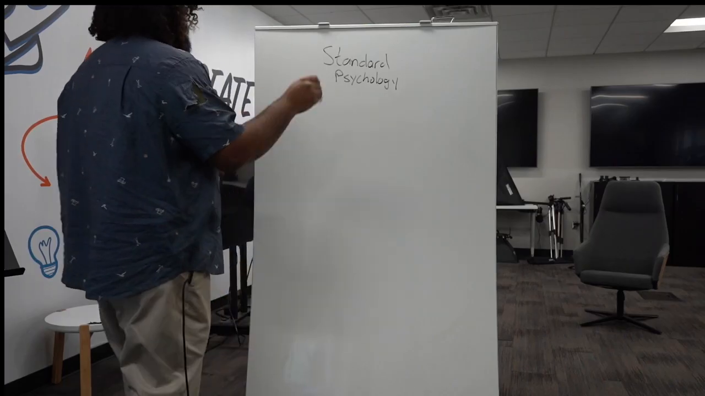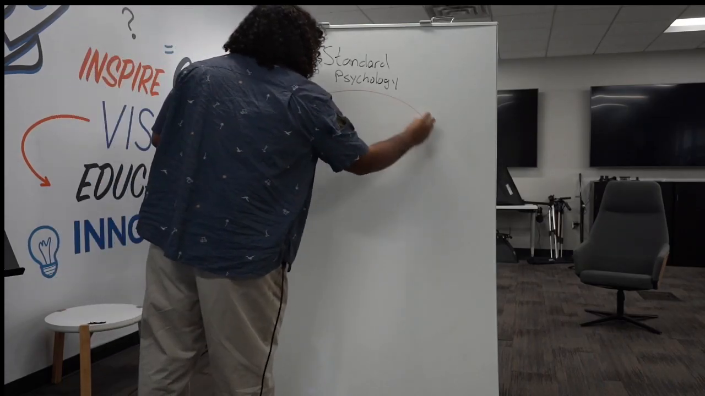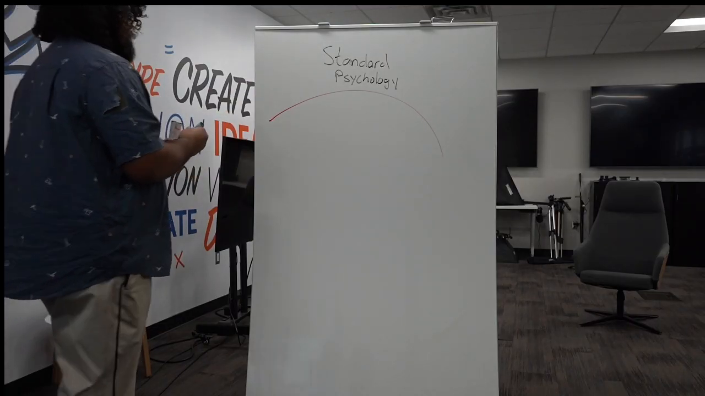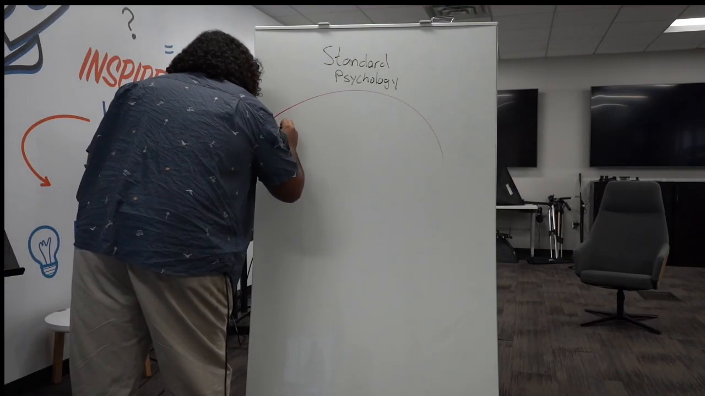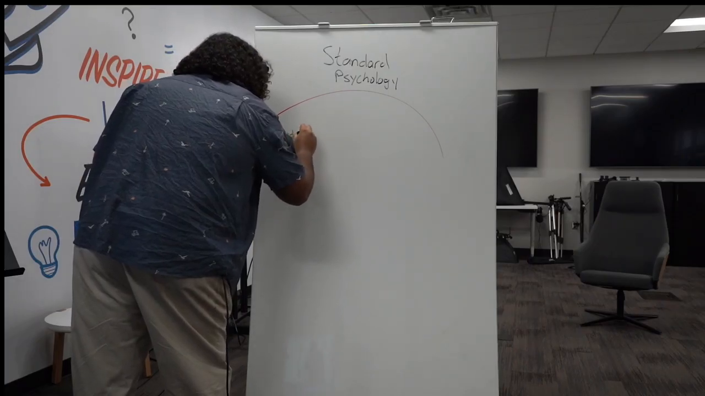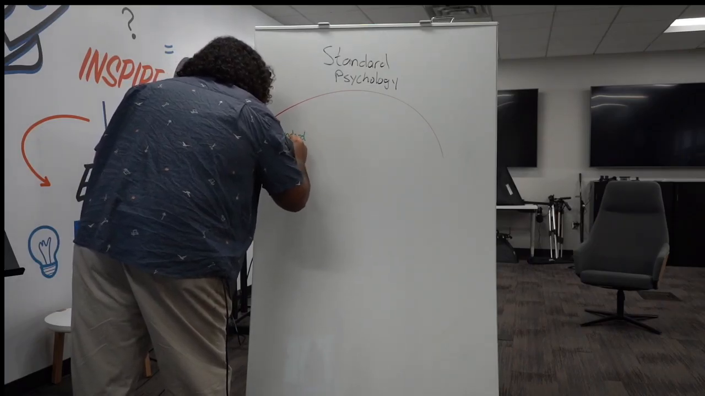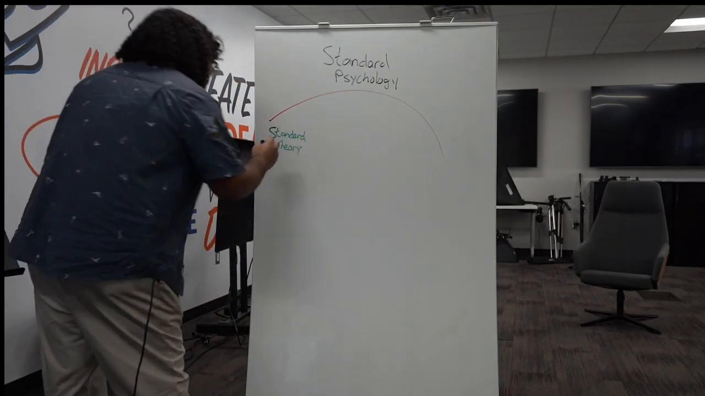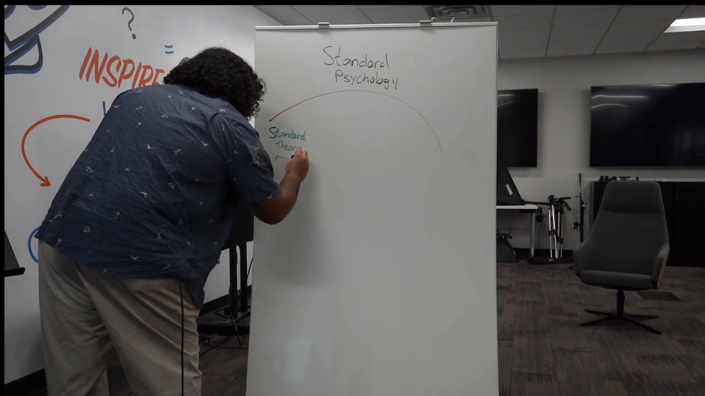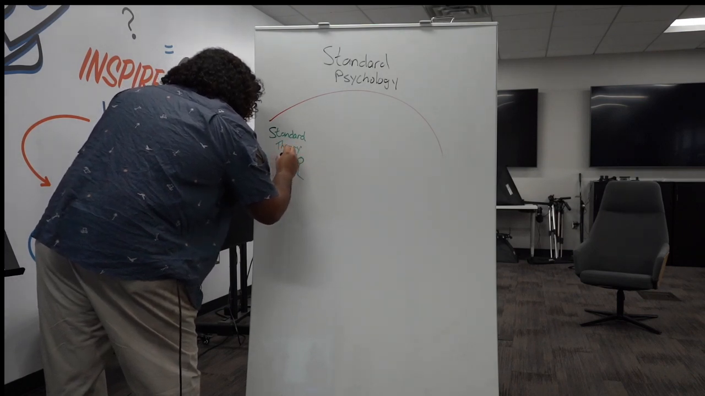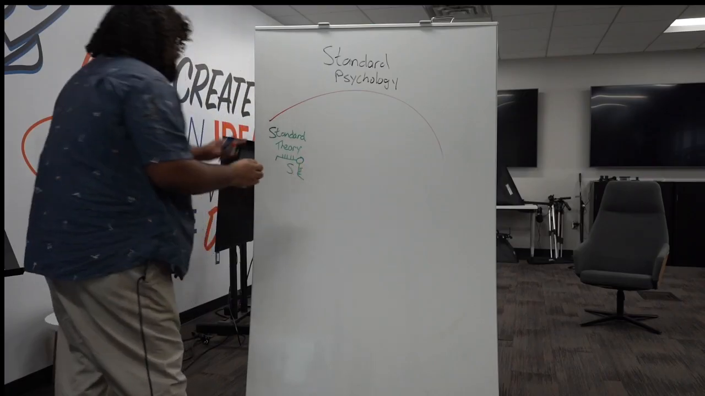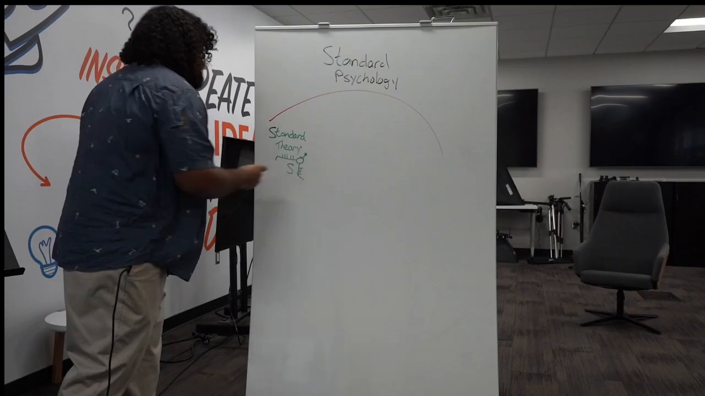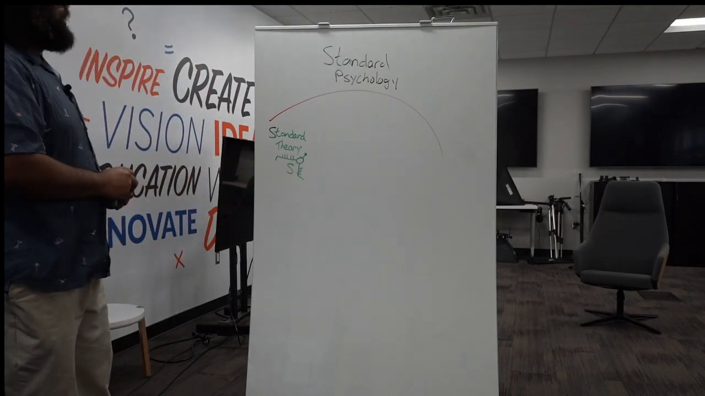Under this whole umbrella, we have a couple different iterations. First one, we have standard theory, which is the standard theory of psychology. And that essentially is just what gives us the behavioral index. In standard theory, that's just giving us all of our rules. That's kind of like the introduction to standard psychology.